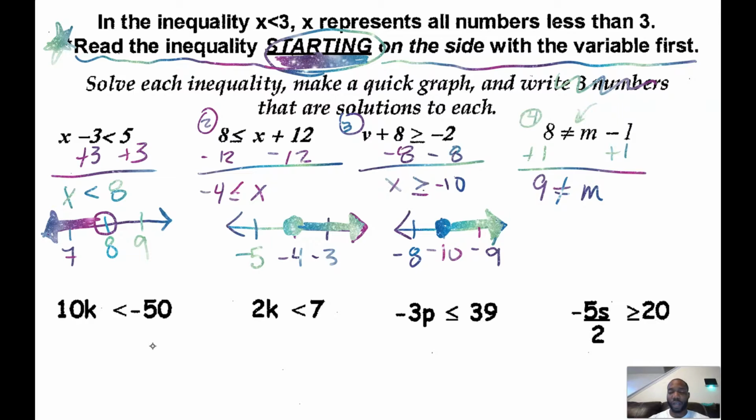How do I read this problem? I read this as M is not equal to 9. So M represents all numbers that are not equal to 9. We got our 9 here. We got our 10 here. We got our 8 here. Is this an open or closed dot? Well, if it's not equal to, that means it's open. But where do you shade? Well, if M represents all numbers not equal to 9, then M is everything but 9. So you shade this way.